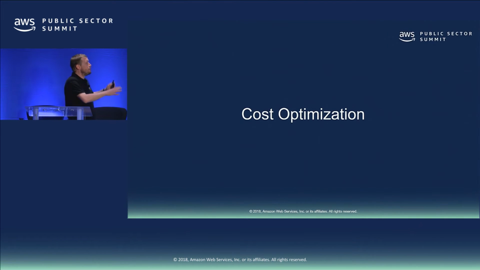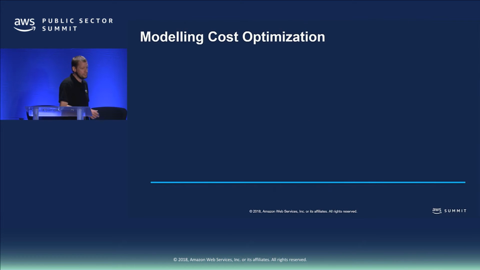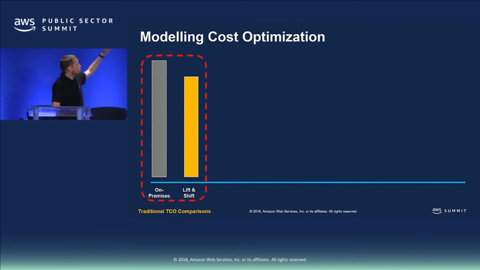Okay, so those are the sort of capabilities we have, but where can we go in terms of making use of those, and how can we help you make best use of those? This is where cost optimization comes in, and this is how we effectively model it. On-premises starts with a particular pricing point, and what we typically see is when an organization looks to do a simple lift and shift of that infrastructure to AWS, they will typically get some savings.